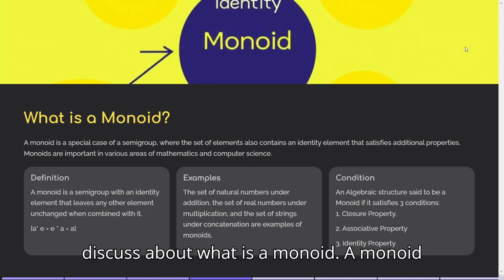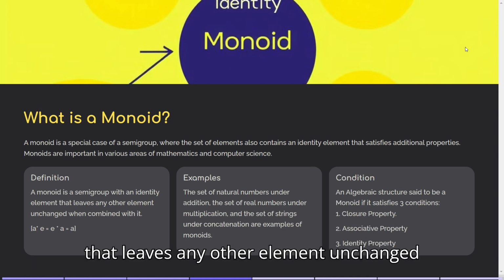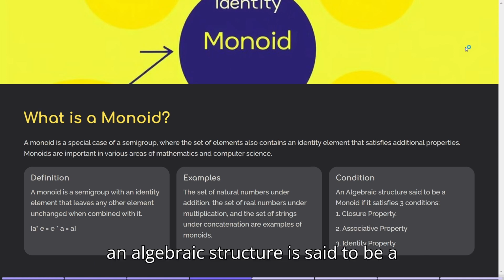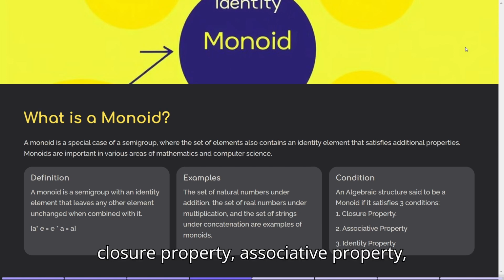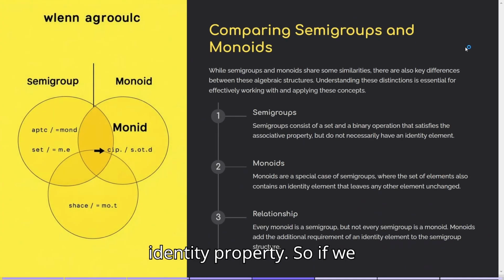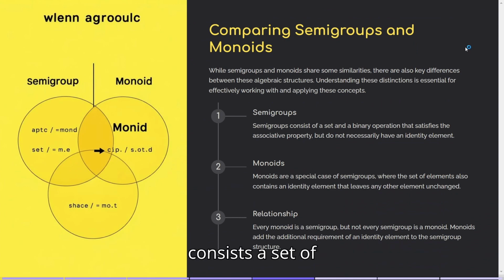So let's discuss what a monoid is. A monoid is a semigroup with an identity element that leaves any other element unchanged when combined with it. So an algebraic structure is said to be a monoid if it satisfies three conditions: closure property, associative property, identity property.